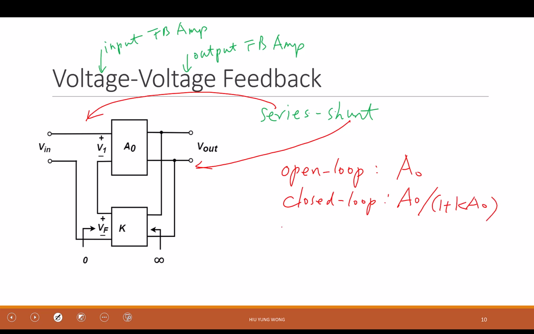And then what is the feedback factor? By definition, just give me the symbol. You don't need to calculate. It's K. I'm not asking for VF divided by VL. Yeah, good. Okay, so this one looks easy.